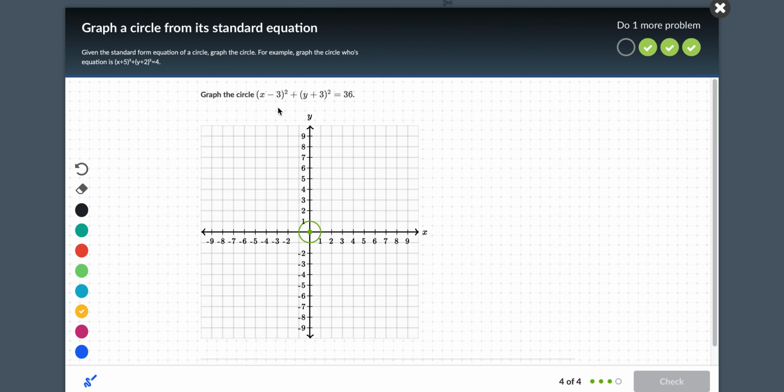So the ordered pair will look like 3, and then -3, and then we'll find the square root of that, which is 6. So it'll go at 3, -3, and the radius will be 2, 3, 4, 5, 6.